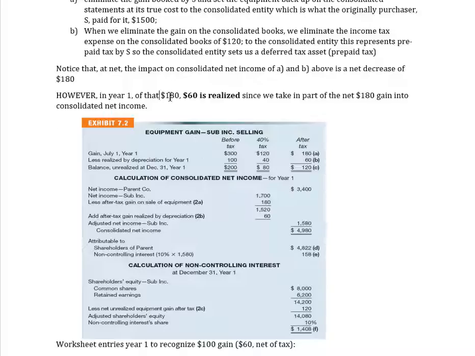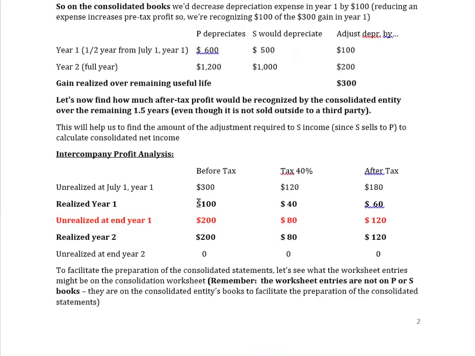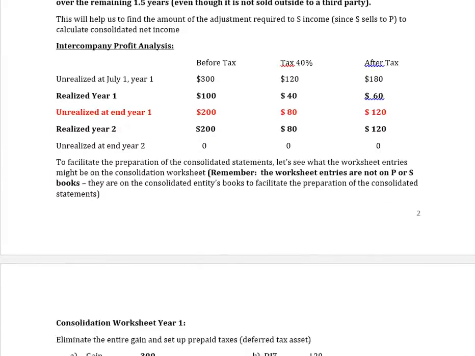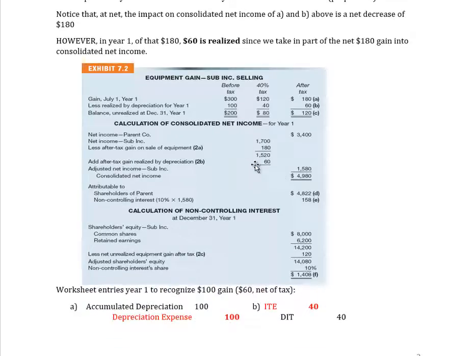Because of that 180 that we've removed here, 60 is realized. That $60 is what we calculated up here when we said, how much of that $300 gain pre-tax can we book? Well, in year one, we can book 100, and after tax, it's going to be 60. So basically, all we did is remove the 180 and add 60 of it back. Okay, so if you go down here in the calculation of consolidated net income, we'd have $49.80.